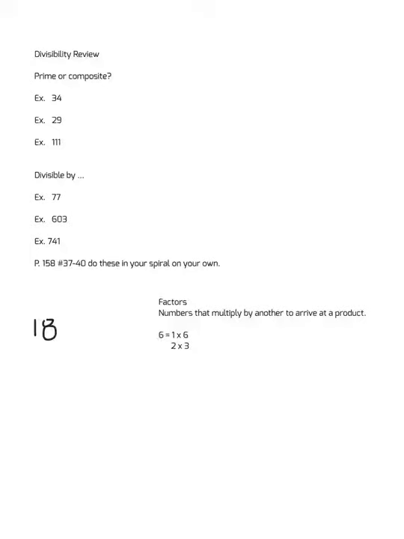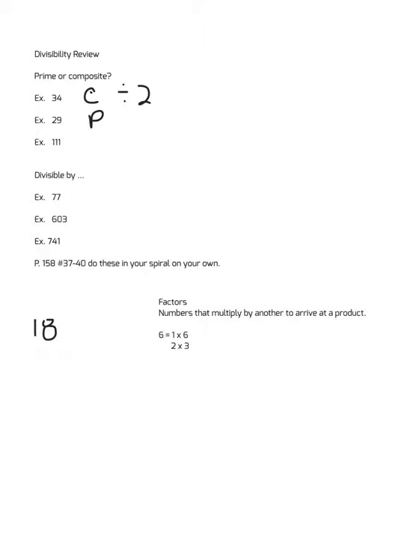Let's review the prime and composite rules from yesterday and our divisibility. So the first example is 34. Is it prime or composite? It is composite. And why is it composite? Because it can be divided by 2. So there's my C divided by 2. 29, prime or composite? It is prime.